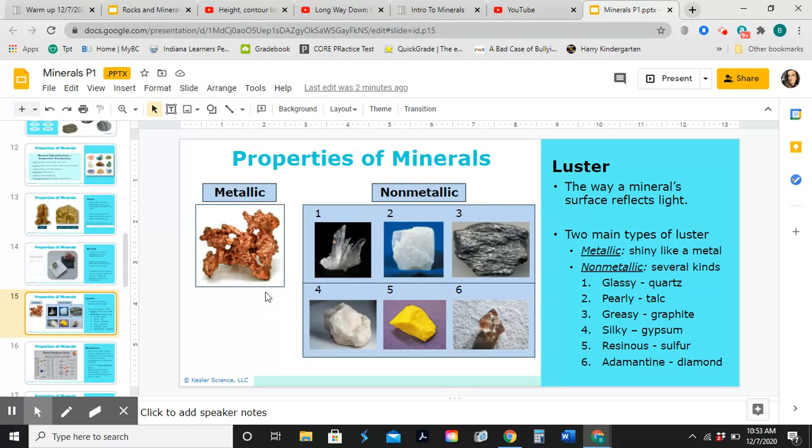Metallic looks like this. It has a metal-like shine. Non-metallic has a non-metal-like shine. A non-metal-like shine is glassy, which is quartz, pearly, which is talc, greasy, which is graphite, silky, which is gypsum, resinous, like sulfur, and adamantine, like diamond.